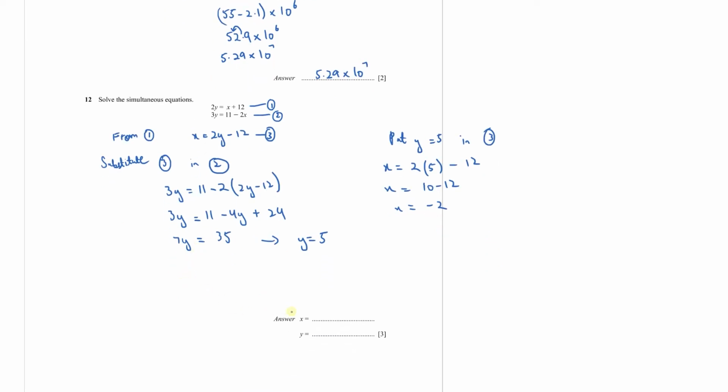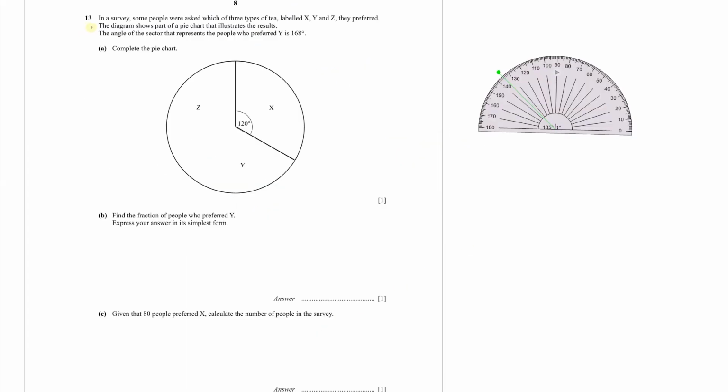So your values are x equals minus 2 and y equals 5. Question number 13 is, in a survey, some people were asked which of the 3 types of tea labeled X, Y, and Z they preferred. The diagram shows part of a pie chart that illustrates the results.